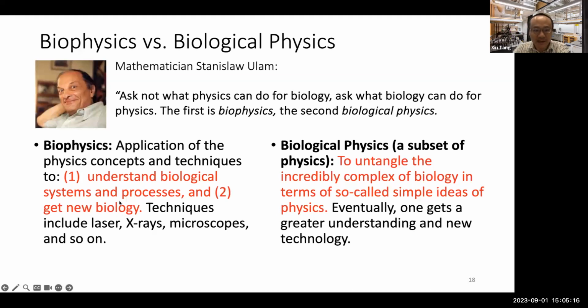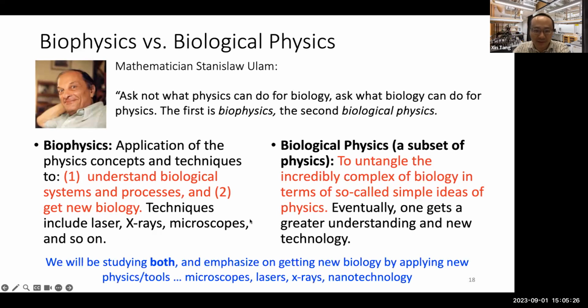At that time, Daniel asked very good questions about what this means, so I explained it in the last class. In today's class, we will talk more about this. Throughout the semester, we will study both biophysics and biological physics. We will emphasize getting new biology by applying new physics theory and physics tools, such as the microscope, laser, X-ray, and nanotechnologies.